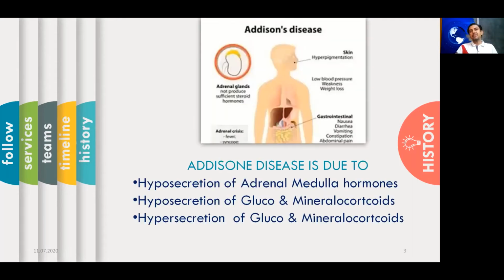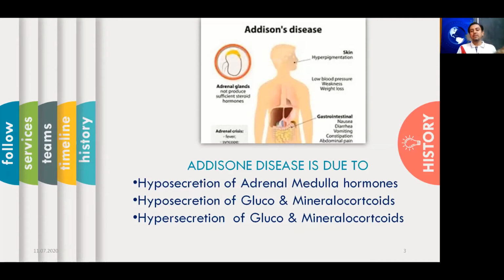Now see, Addison's disease. Since we are talking about the discovery or the father of endocrinology, we'll discuss Addison's disease here. Many questions are asked in competitive exams about the symptoms of Addison's disease. The main question asked is: Addison's disease occurs due to what? Due to low secretion of mineralocorticoids, higher secretion of glucomineralocorticoid, hyposecretion of adrenal medullary hormone, or hypersecretion of adrenal cortex hormone.